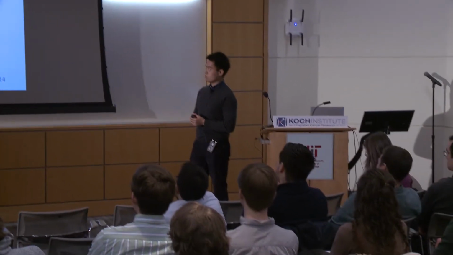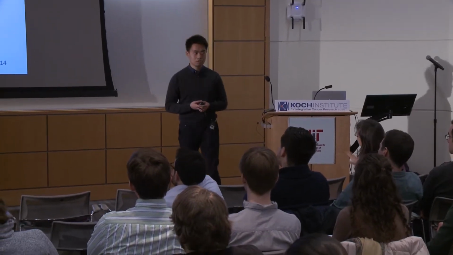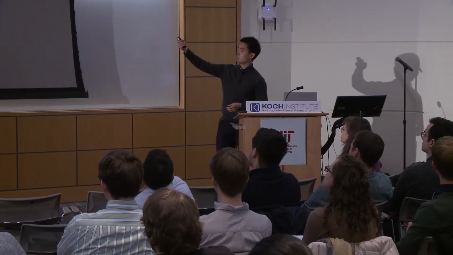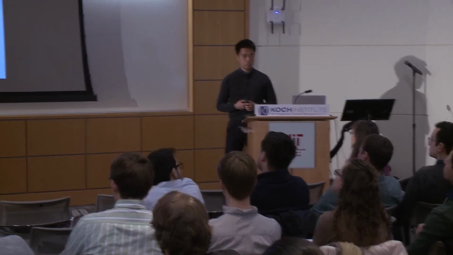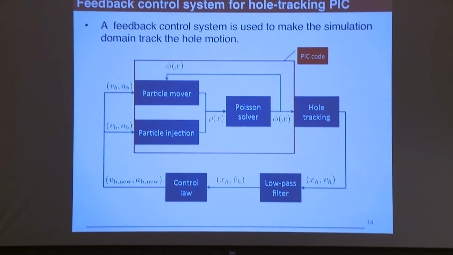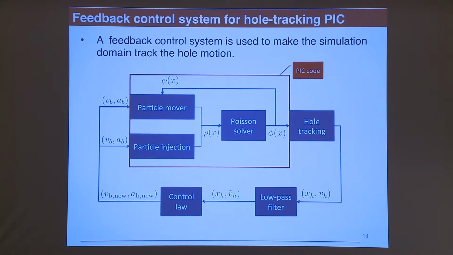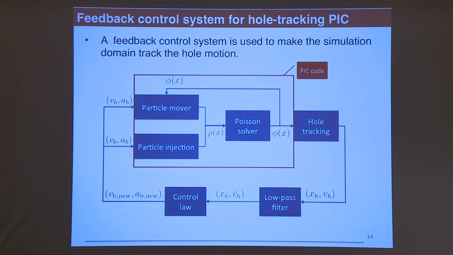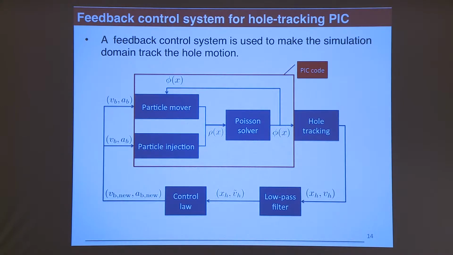And this acceleration and the velocity of the simulation domain is actually very important to feed back to the PIC code, because the domain is no longer an inertial frame of reference, because it's accelerating. There's an inertial force arising from the acceleration. Also, the velocity determines the distribution that you're drawing from to inject particles. So this loop needs to be closed.